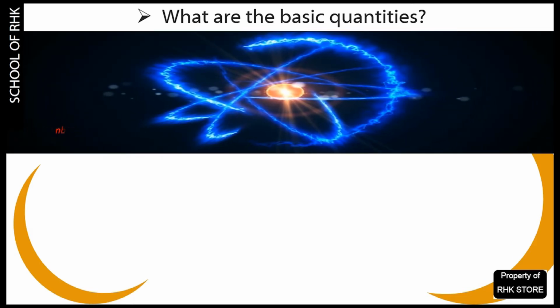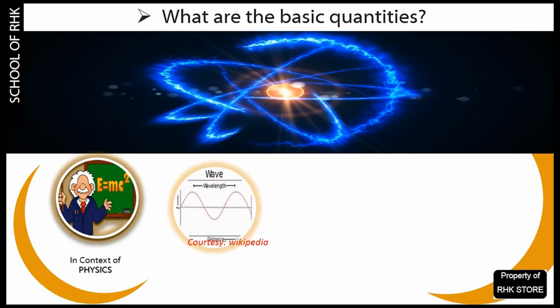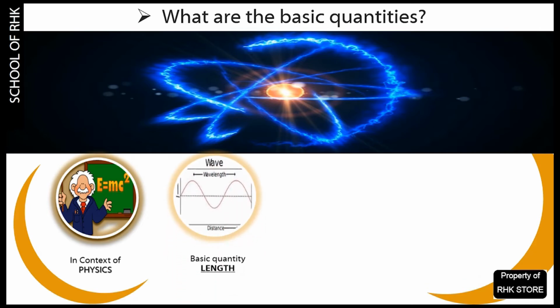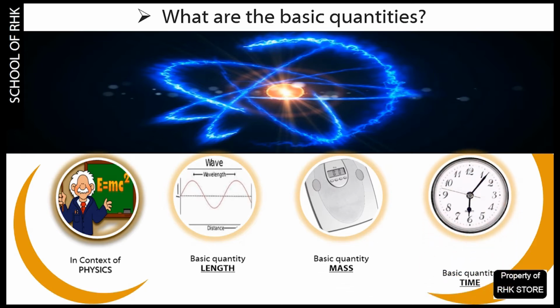However, in context of physics, the basic quantities are different. In context of physics, length, mass, and time are three basic quantities. Units for other quantities in physics are derived based on these three basic quantities. The unit for length is meter, the unit for mass is kilogram, in short we say kg, and the unit for time is second.